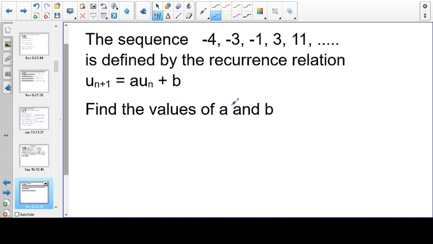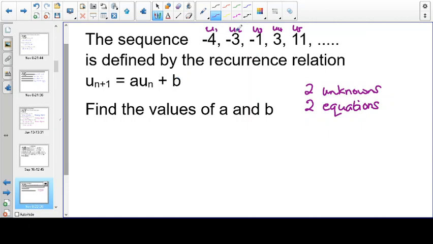Okay, now we have got two unknowns. That means we're going to have to work out two equations. So in other words, we're looking to solve simultaneous equations. Okay, if we've got two unknowns, then we need two equations. All right, now this is U1, U2, U3, U4, U5. Each term is the previous term times A plus a number.